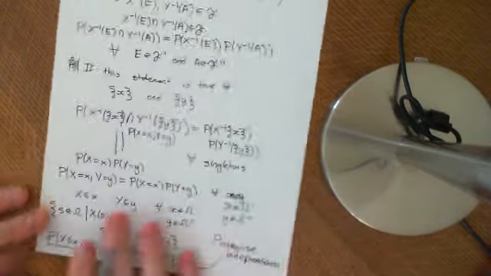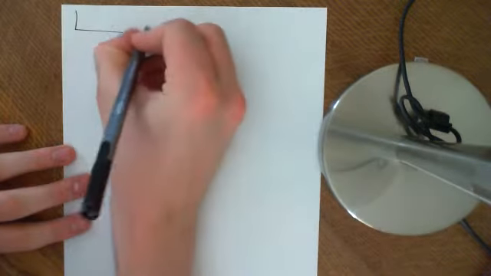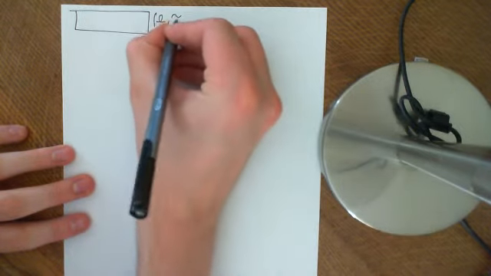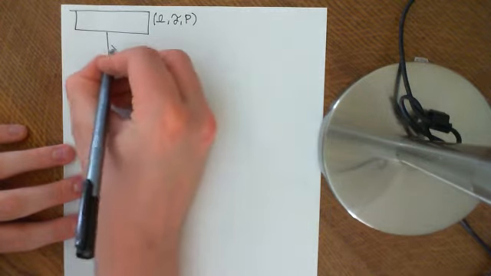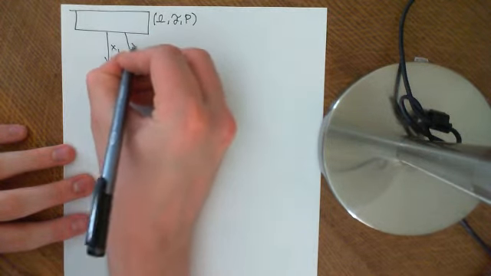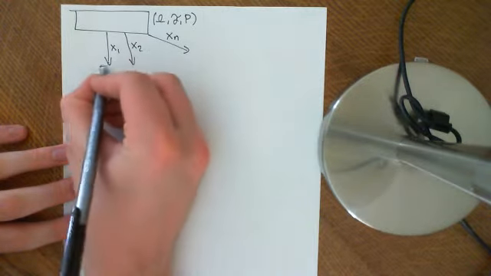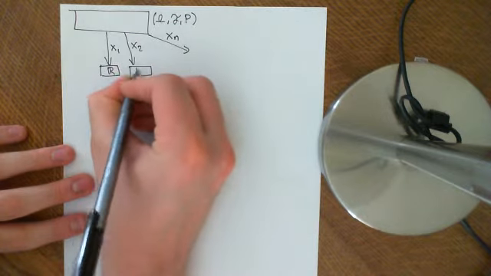Okay, so let's now look at the generalized case. In the generalized case, we will have our probability space, omega, F and P, and we will have an arbitrary number of random variables. So let's say x1, x2, all the way up to xn, where they are all mapping onto standard probability spaces.